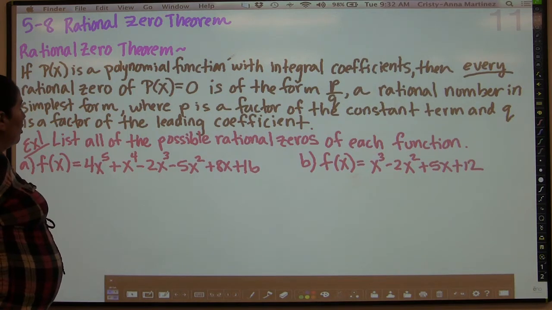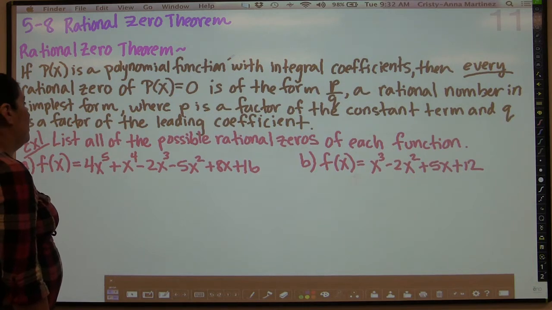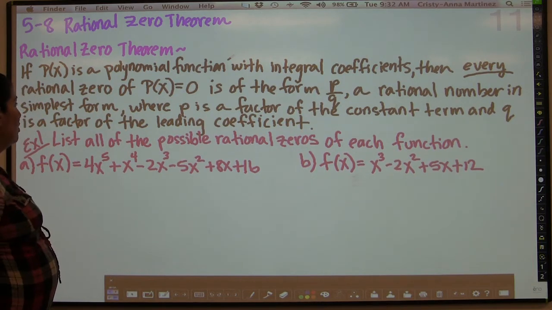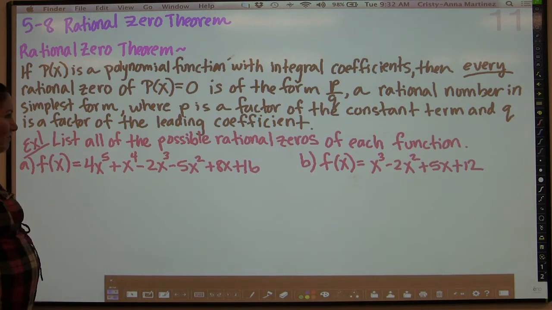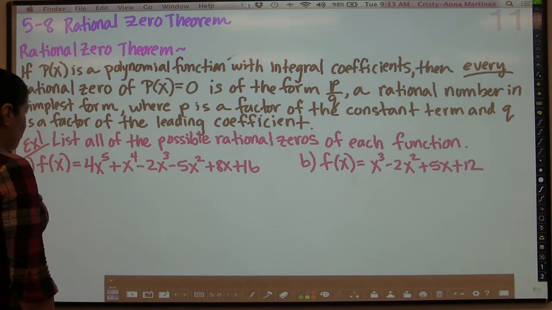If p of x is a polynomial function with integral coefficients, then every rational zero of p of x equals 0 is of the form p over q, which is a rational number in simplest form, where p is a factor of the constant term and q is a factor of the leading coefficient. That probably sounds really wordy, and you're probably still confused. So I'm going to show you with this example what that means.